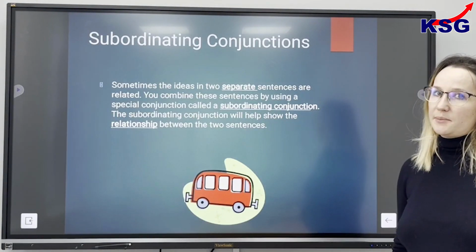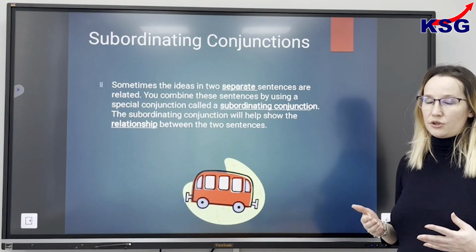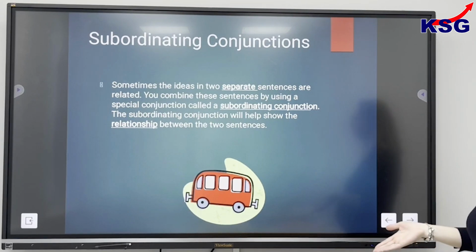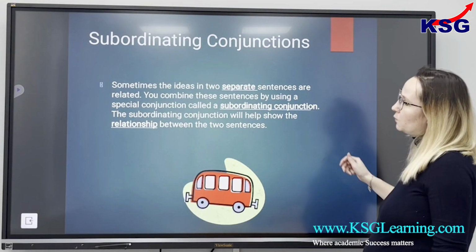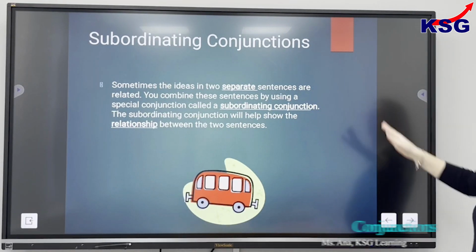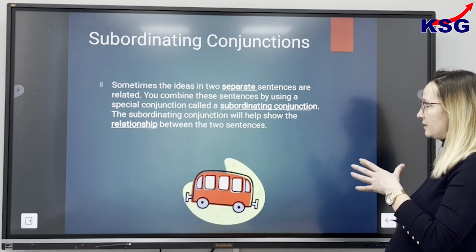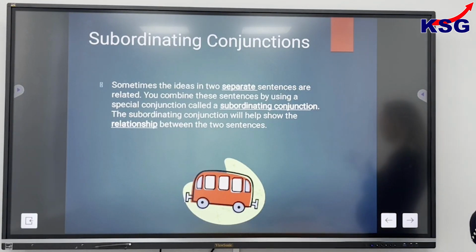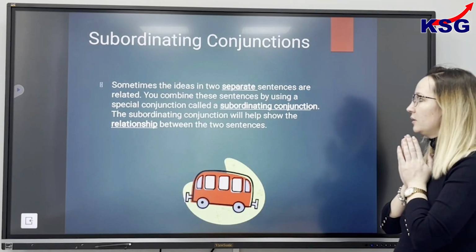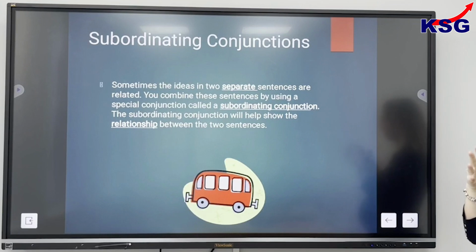You have two types of conjunctions: coordinating conjunctions and subordinating conjunctions. What do subordinating conjunctions mean? Sometimes the ideas in two separate sentences are related. So you combine these sentences by using a special conjunction, and it's called a subordinating conjunction. The subordinating conjunction will help to show the relationship between these two sentences.